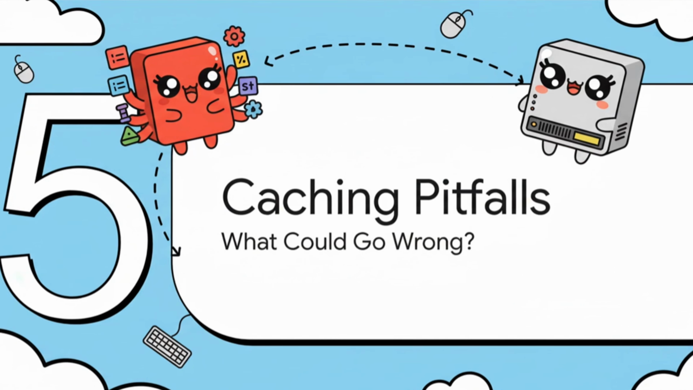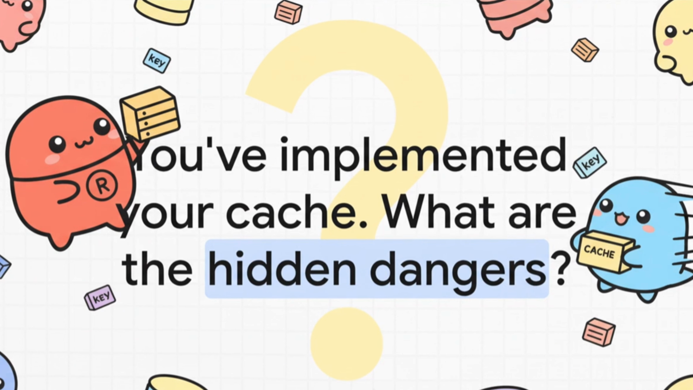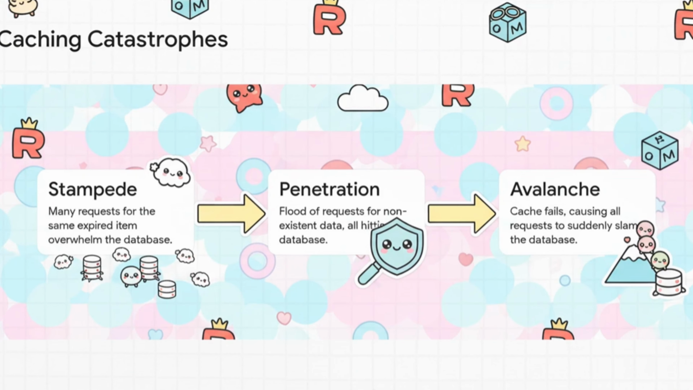But here's the thing. It doesn't matter if you pick Redis or Memcached. Just slapping a cache in front of your database isn't a magic fix. There are some universal challenges, some really nasty pitfalls that you absolutely have to know about. So picture this. You've got your cache up and running, your app feels super snappy, everything's great. But what are the hidden dangers lurking just beneath the surface, the ones that could take your entire system down in flames? Okay, there are 3 major disasters you gotta watch out for.